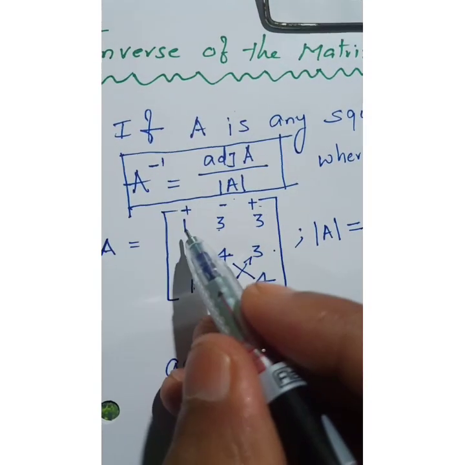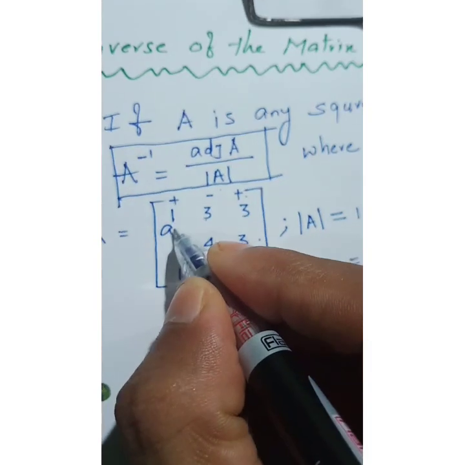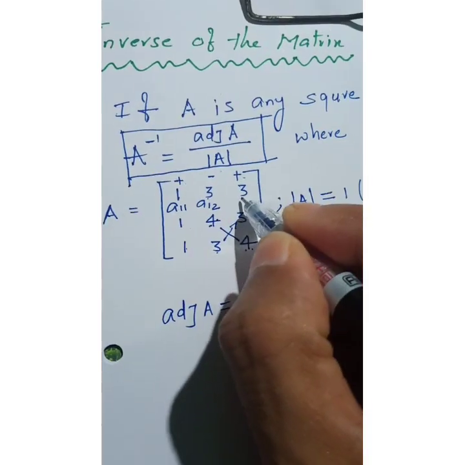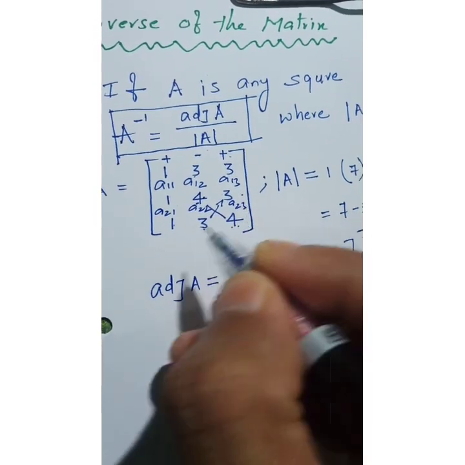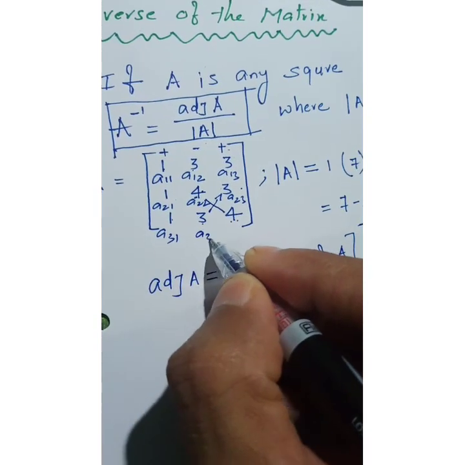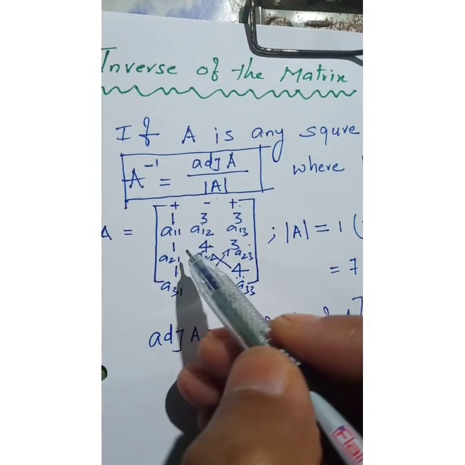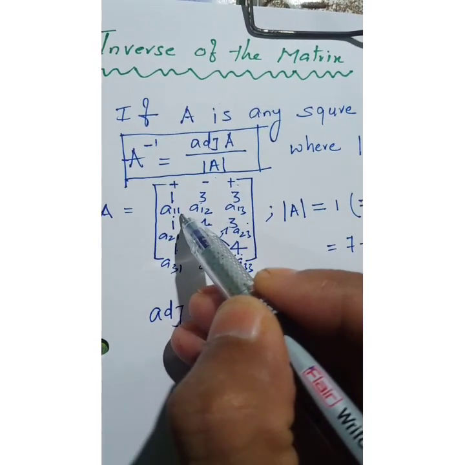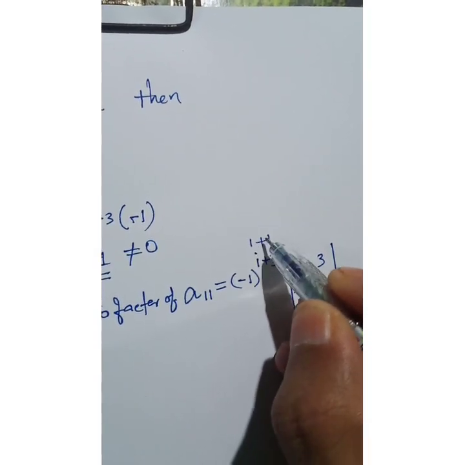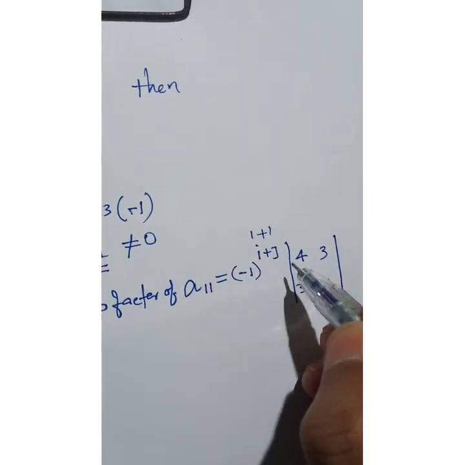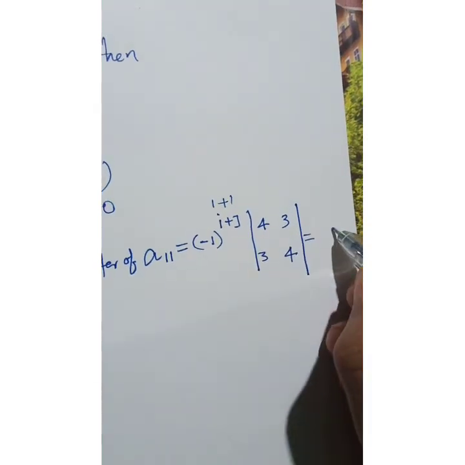So what is the value of i here? For A11, i is 1 and j is also 1. Here, this is A11, this is A12, this is A13, A21, A22, A23, A31, A32, A33. You know how to represent the matrix form. So for this element i is equal to 1, j equal to 1. We substitute in this formula: 1 plus 1 is even, so minus 1 power even always gives plus. So that is 1 into 4 fours are 16 minus 9, that is 7.